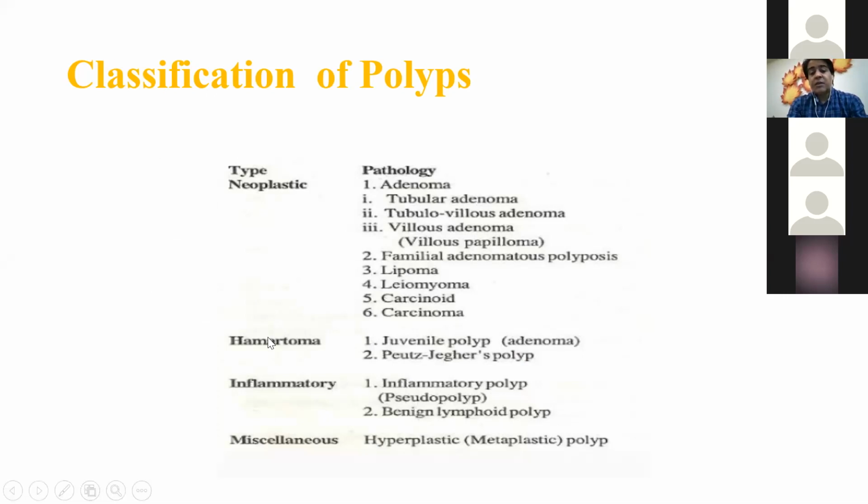The second form is the hamartomatous polyp, the most common being the juvenile polyp, which is commonly found in children. While Peutz-Jeghers polyp is very rare, it is a common form of lower GI bleed of intestinal origin, because Peutz-Jeghers syndrome polyps are found in the small intestine. Inflammatory polyps, like in ulcerative colitis or Crohn's disease, are also known as pseudopolyps and benign lymphoid polyps. Certain other polyps are hyperplastic polyps.